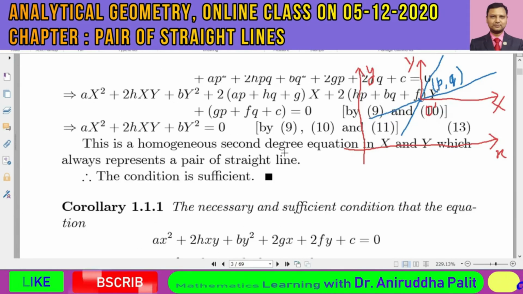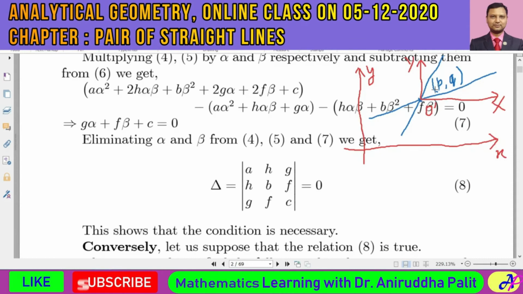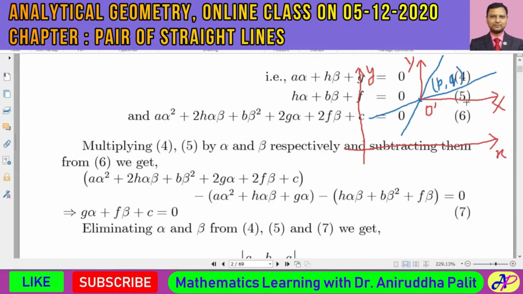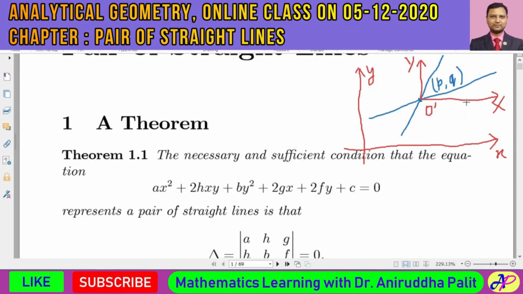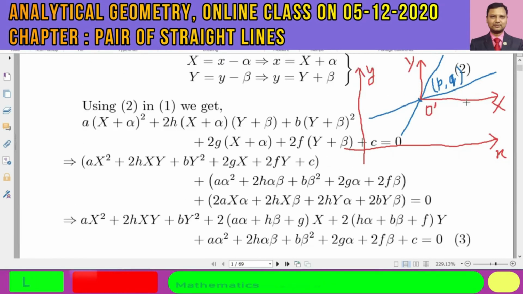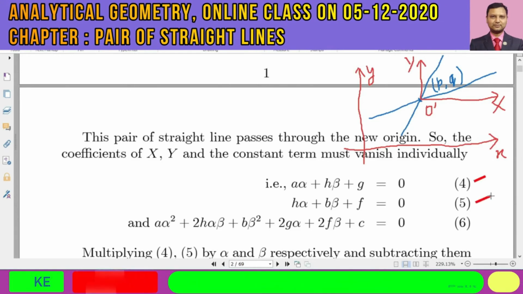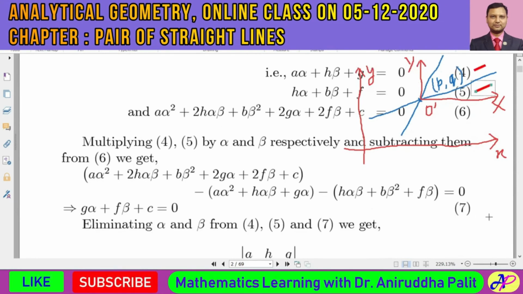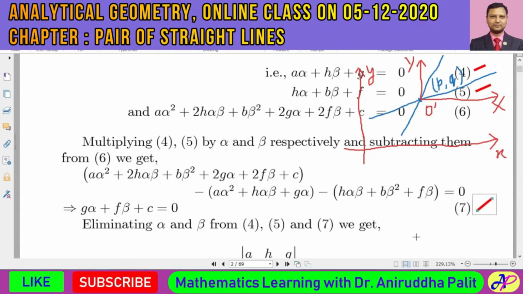First of all, you see that this point of intersection p comma q or alpha comma beta, whatever you write, will be represented by three equations: equation number 4, equation number 5, and equation number 7. Try to remember these three equations. You can consider any two arbitrary equations and find the expression of alpha and beta.